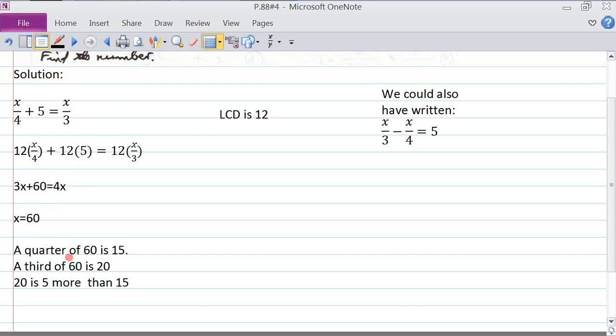So 1/4 of 60 is 15. If x is 60, then 1/3 of that is 20. And if we add 15 here plus 5 here, we get the 20. So that's the check on the solution.